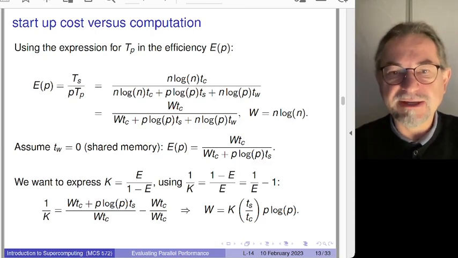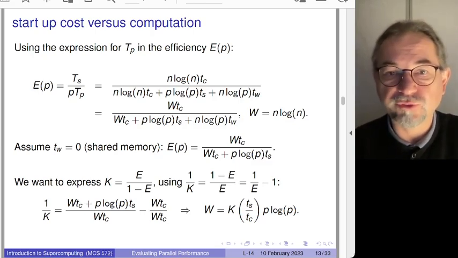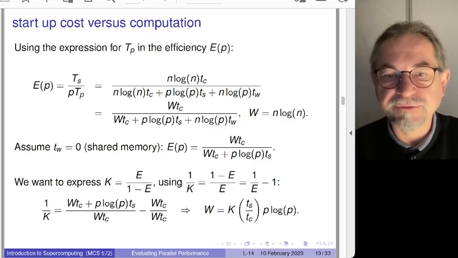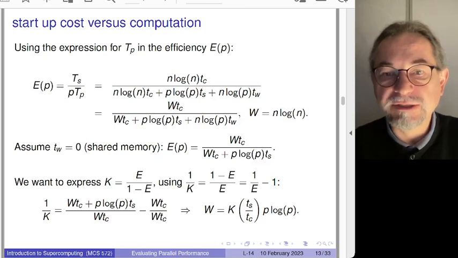So we do have the TS sitting in there, which is dependent on the number of threads that we are using. We can then compute this isoefficiency constant and compute the isoefficiency function. So there it is. We have the workload, the problem size, capital W, related to the number of processors and the ratio of the startup time over the compute time.